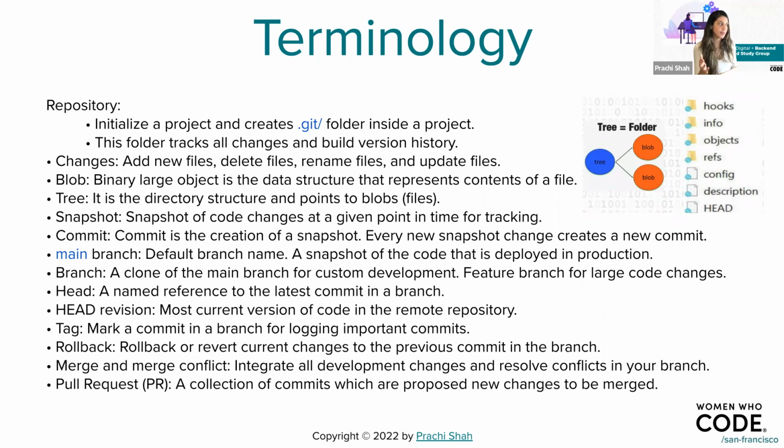Head is just the name reference to the latest commit in the branch. So let's say I created a branch of the main branch to add some feature, and I'm pushing like 10 commits because I'm making changes back and forth, or I'm just adding little pieces of code at a time. So on this copy of my branch, I push 10 commits. Head would be the latest commit in that branch. Head revision is basically the most current version of the code in that remote repository. Tag: you can mark a commit in a branch for logging important commits. So let's say I put 10 commits, and 3 of them are the most important.